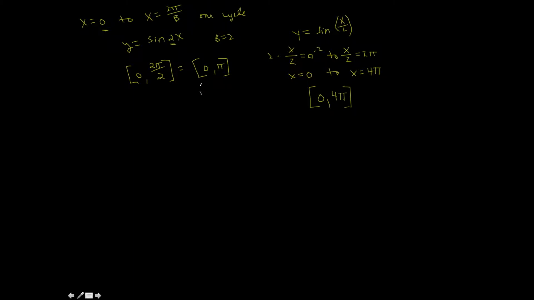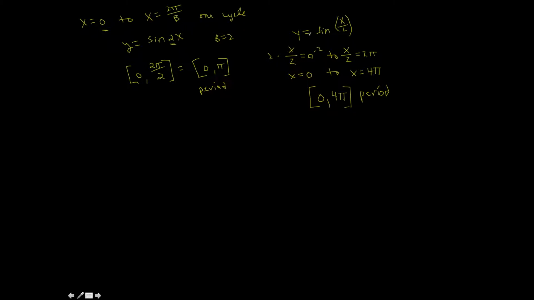Remember, this is our period. This is the new adjusted period because of our b. This is what it takes, and basically what the period is. It's the interval that it takes to make one complete cycle of this graph. So now, this is not going to really change our y value. Our amplitude is still going to be 1 because the A value here is an understood 1, remember. So our amplitude's still going to be 1.